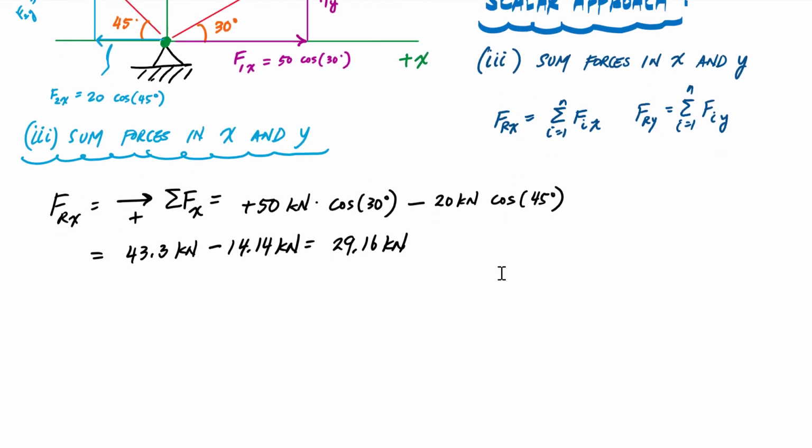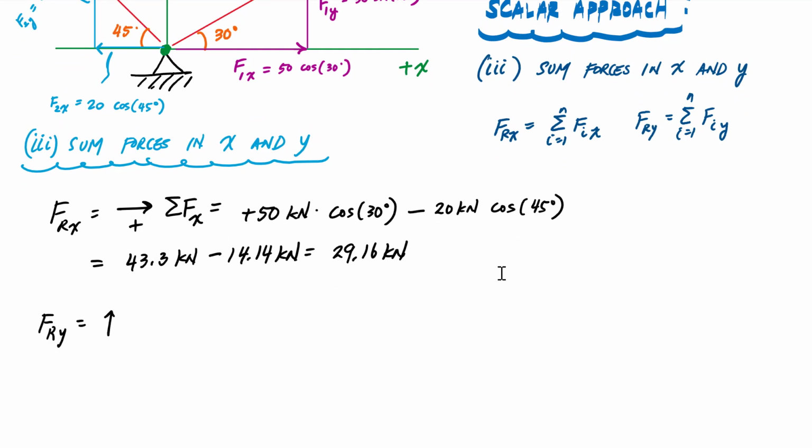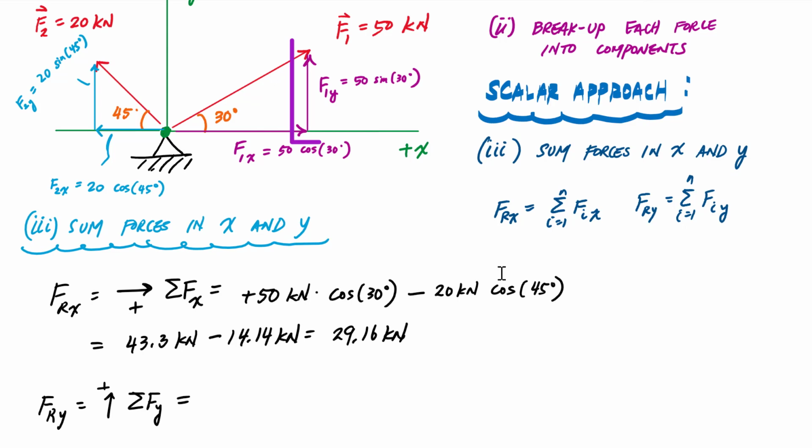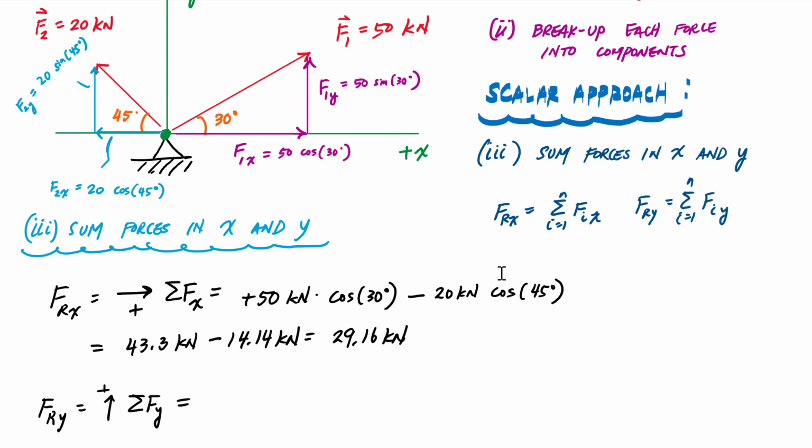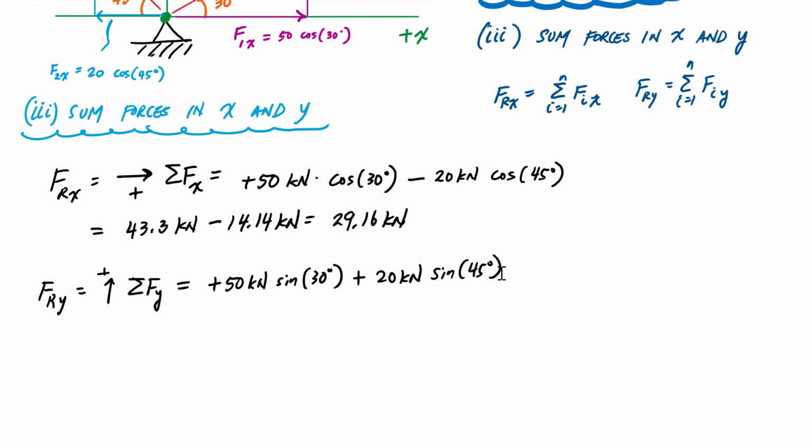Then I can go ahead and do the same for the y. Anything pointing upwards is considered positive. Here I'm looking at F1y, and that's 50 sine 30 pointing up, so that's a positive 50 kilonewtons sine of 30 degrees. And then F2y is also pointing upward, so that's going to be a positive 20 kilonewtons sine of 45 degrees. When I do the calculations and add that up, I get that the y component of the resultant is 39.14 kilonewtons.